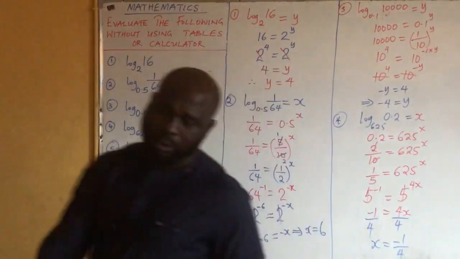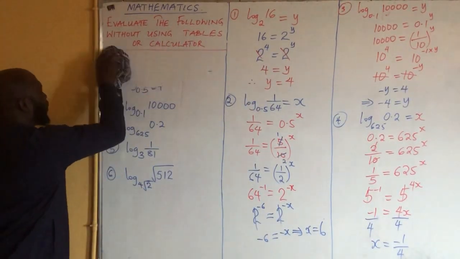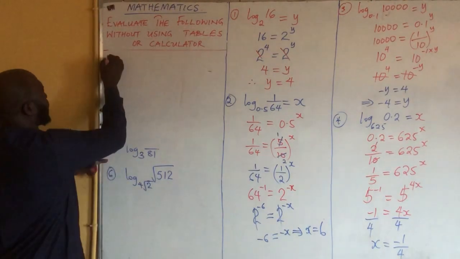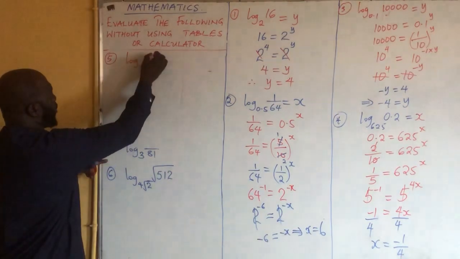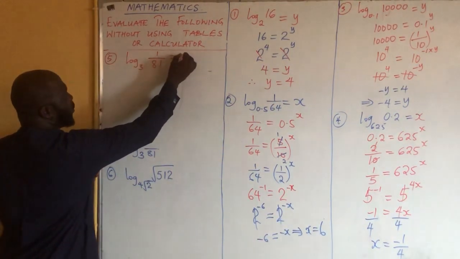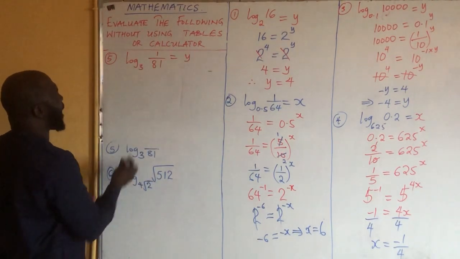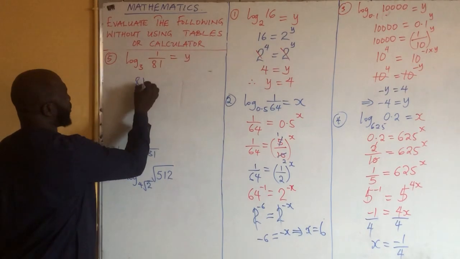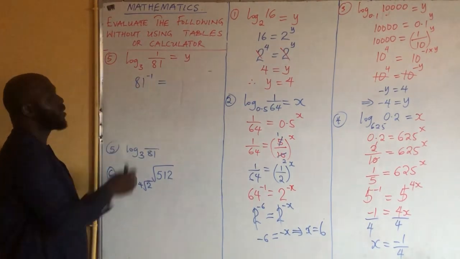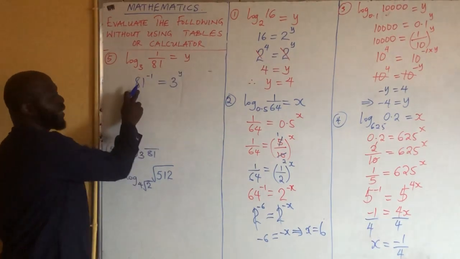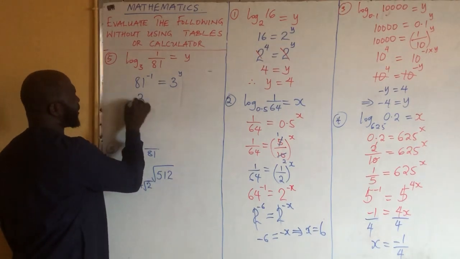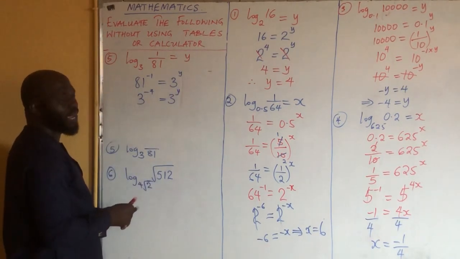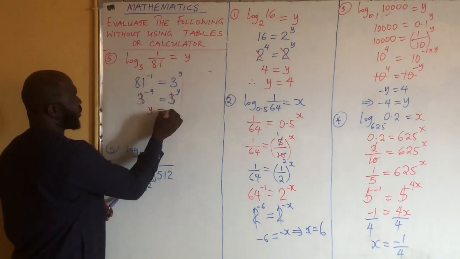So in order to move to the next question, question number 5. Question number 5 says logarithm in base 3 of 1 over 81 equals, let's take y on this note. So we are writing this in index form. From the beginning, we have 81 raised to power minus 1, and this one will give us 3 raised to power y. How many times are we going to write 3 to give us 81? And that is 3 raised to power 4 multiplied by minus 1, 3 raised to power minus 4 equals 3 raised to power y. And our final answer on this note will be y equals minus 4.